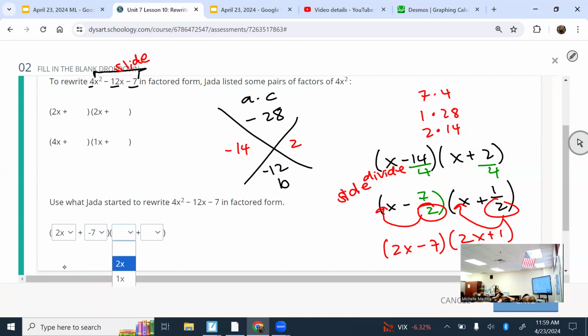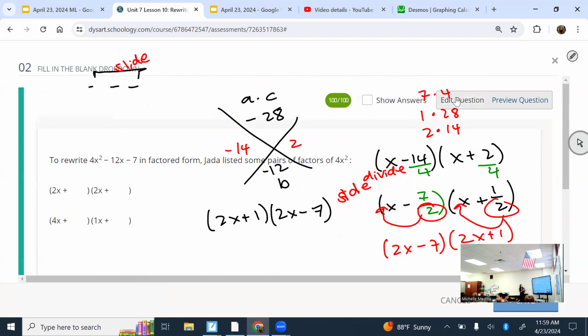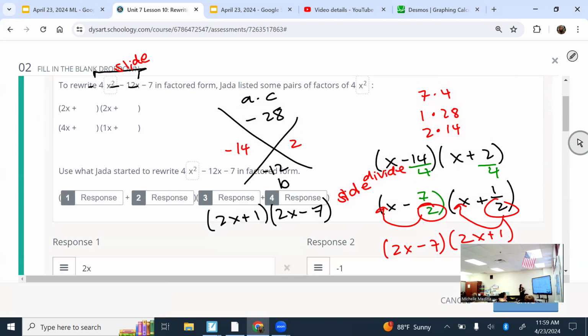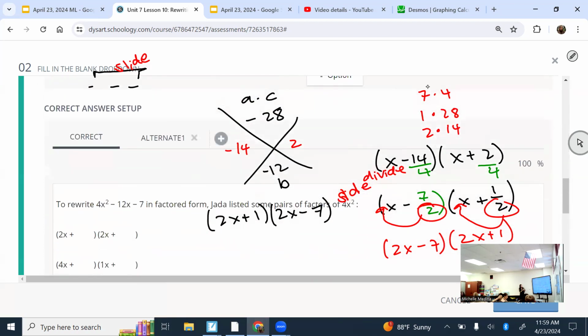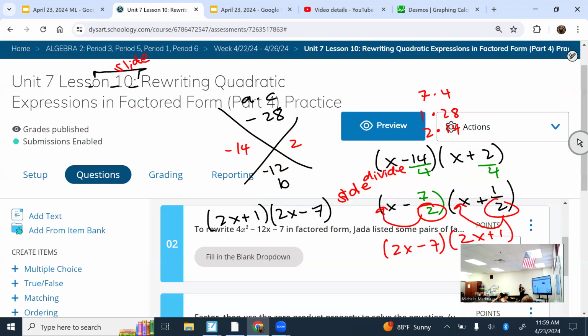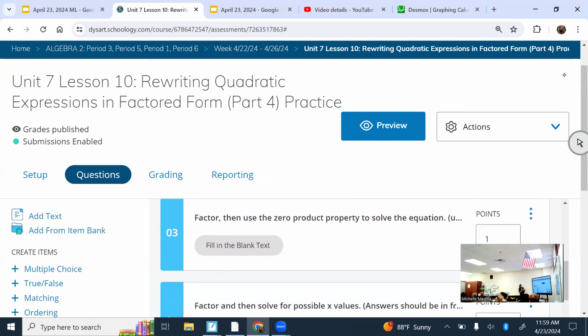There are a couple of ways you could write it, but I'm going to write it the way that I wrote it. It is okay if you did the 2x plus 1 first and 2x minus 7 second. Let me make sure that it gives you full credit either way. Looks like it will. All right, any other questions from this practice? Fine. Number 4.